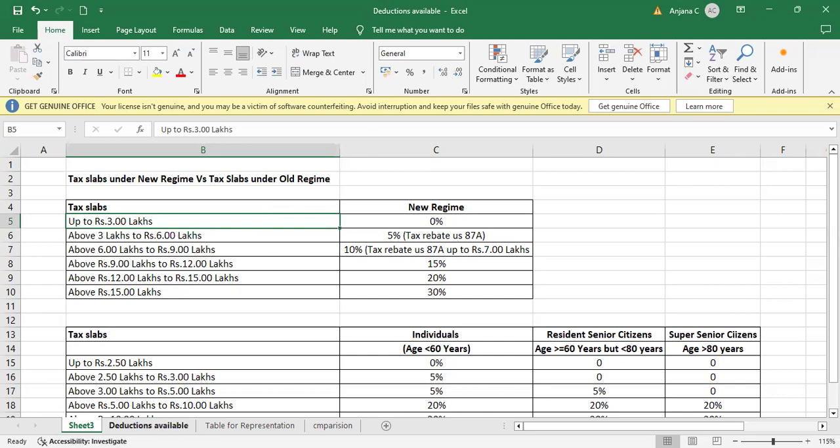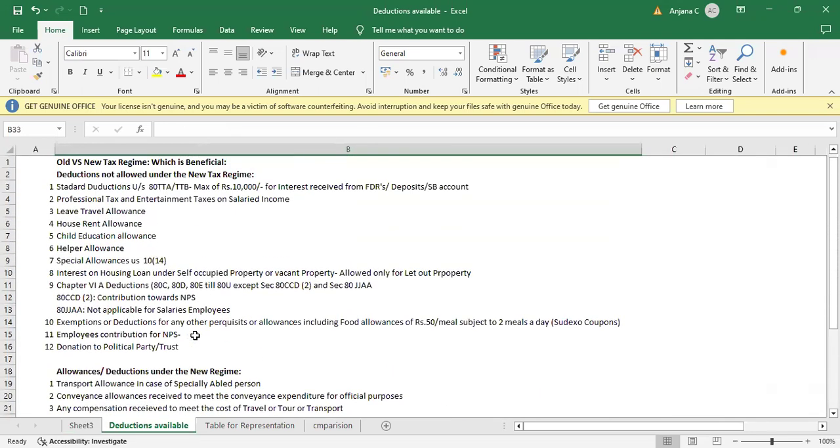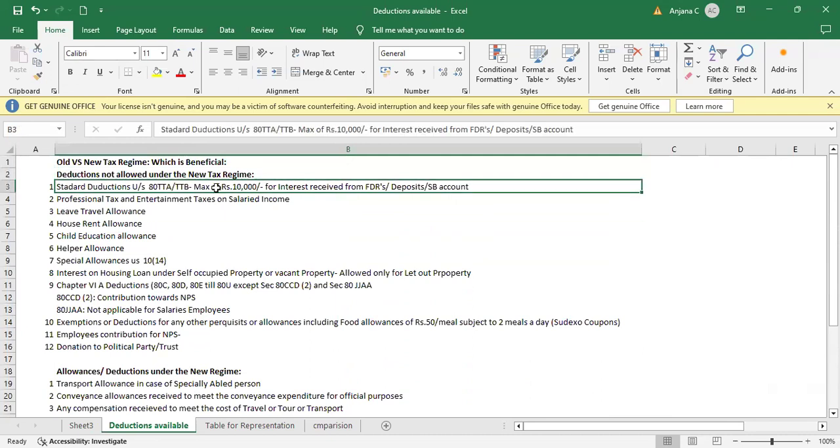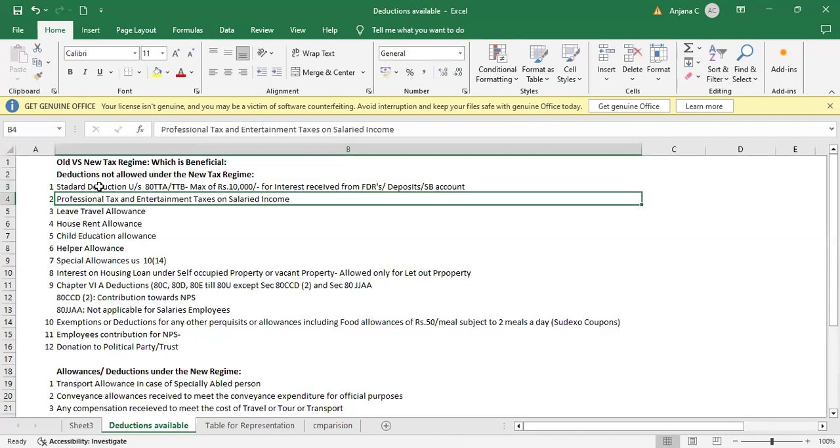First of all, let's try to understand what are the deductions which are not allowed under the new tax regime. The first deduction is under section 80TTA and 80TTB. That is a maximum of 10,000 rupees against the interest received from FDRs, SBs, and deposits. This has not been allowed under the new tax regime.